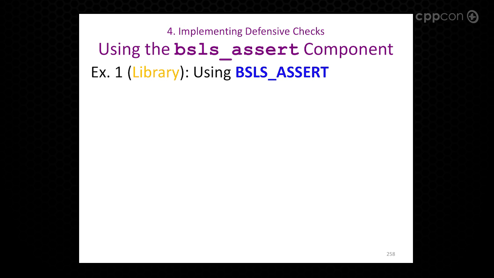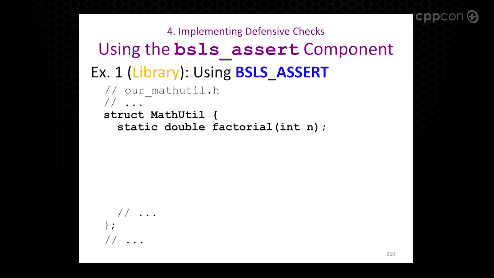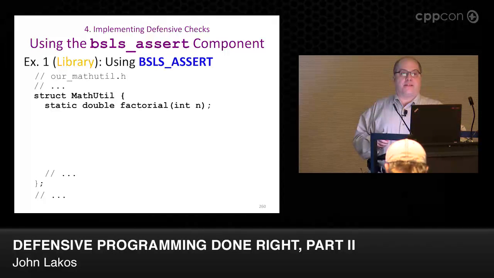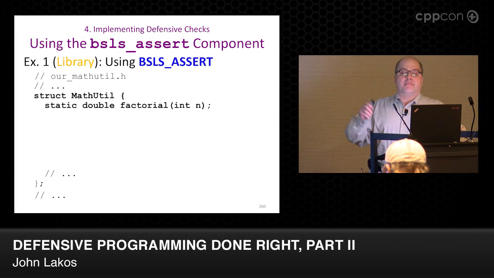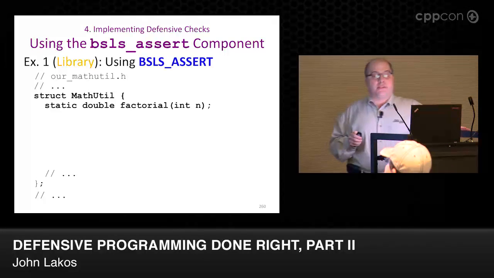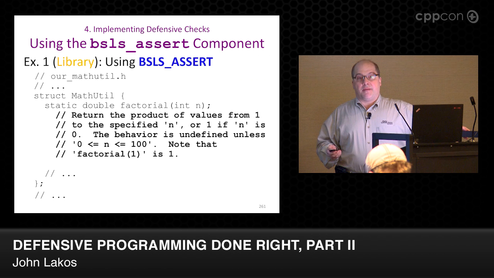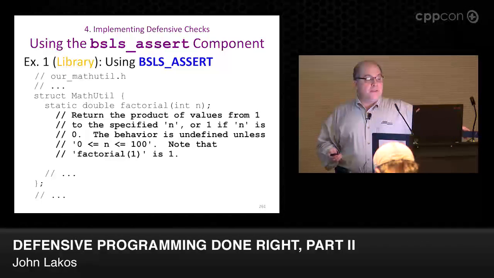All right, so example, using BSLS assert. Suppose I have our mathUtil.h. Okay, we have a struct mathUtil, and I happen to be one of these old-fashioned people that like to use a struct and a static function in there because it's a unit, it's a node, it's not something that can grow indefinitely, and there are a number of other wonderful properties that this has that namespaces at this level don't, but that's another story. But for the purposes of this, this is just a plain old C-style function, factorial, and I picked it because everybody knows what it is. Here it has a contract, and you can see in there that there's a precondition that says n has to be between 0 and 100 inclusive.